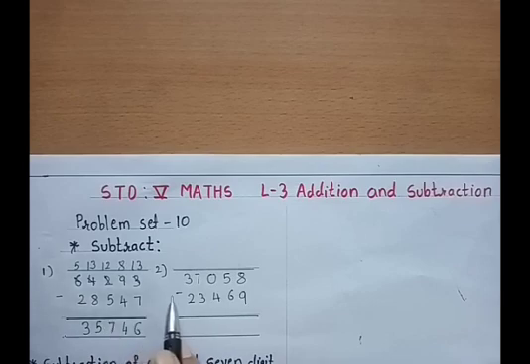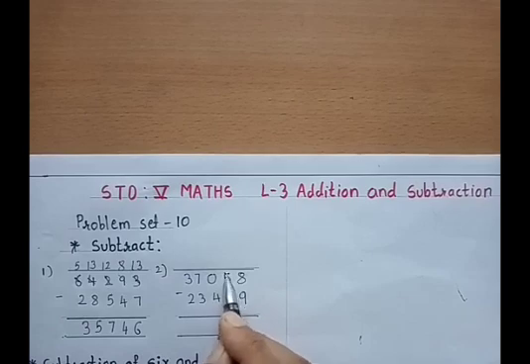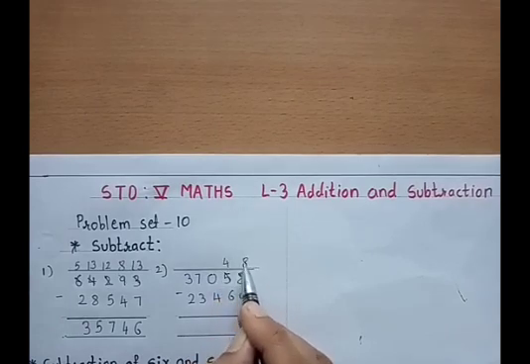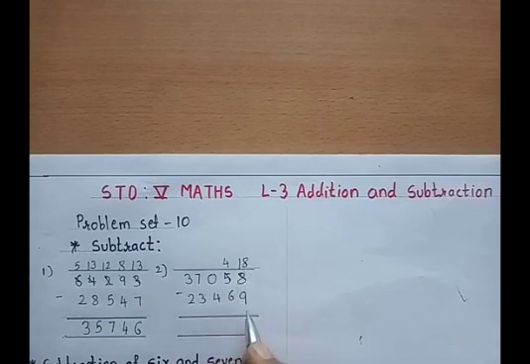Now, by using the same method, we will solve the second example. Start from the unit place. Can we subtract 9 from 8? No. So borrow 1 from 5. Cut 1, write down 4. Cut 8, write down 8, and now we have taken 1 from 5. 18 minus 9, we get 9.